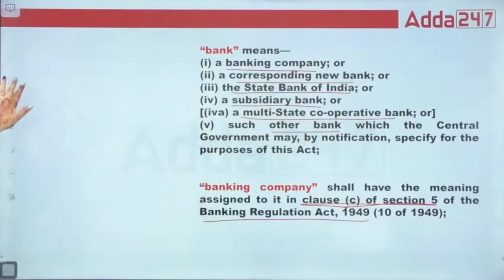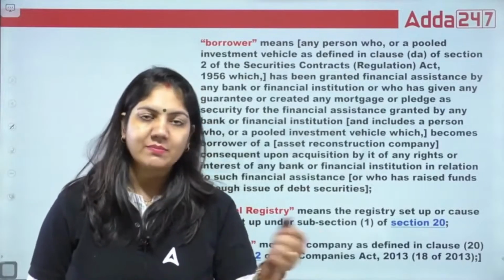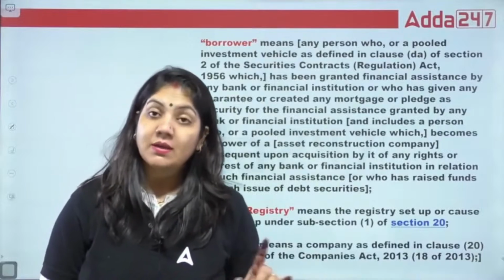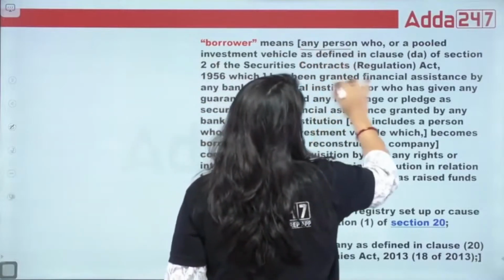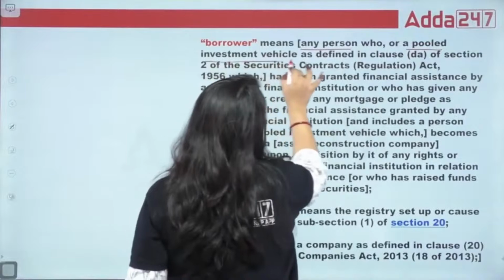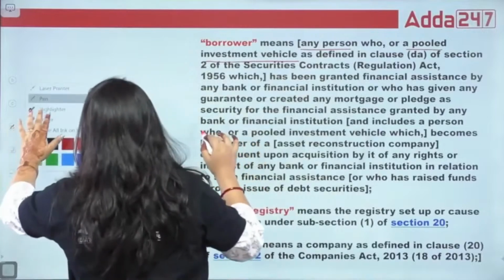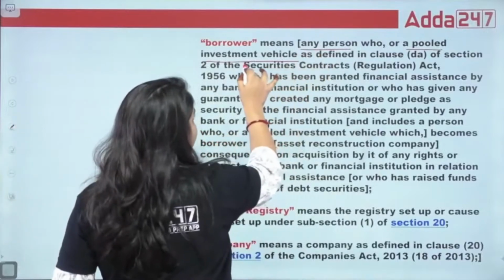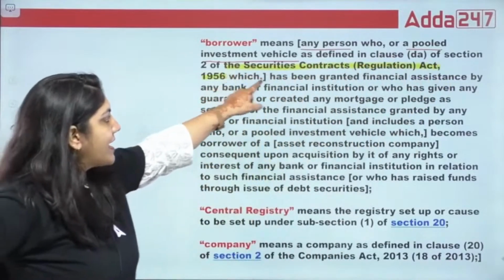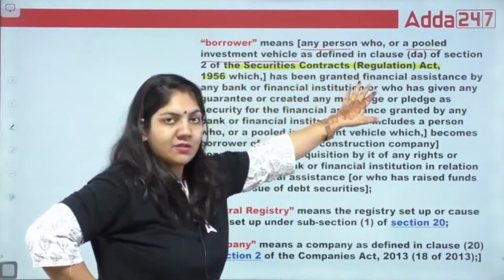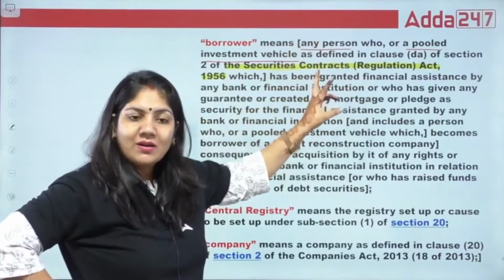Okay guys, next definition. What is borrower? Borrower, in a simple word, you can say, is a person who takes money from the bank and financial institution. Now what is written in the definition? Borrower means any person or a pooled investment vehicle. Those two words are defined under the Securities Contract Regulation Act 1956, which has been granted the financial assistance. Who has been granted? Individual and a pooled investment vehicle. You can just call the same thing.